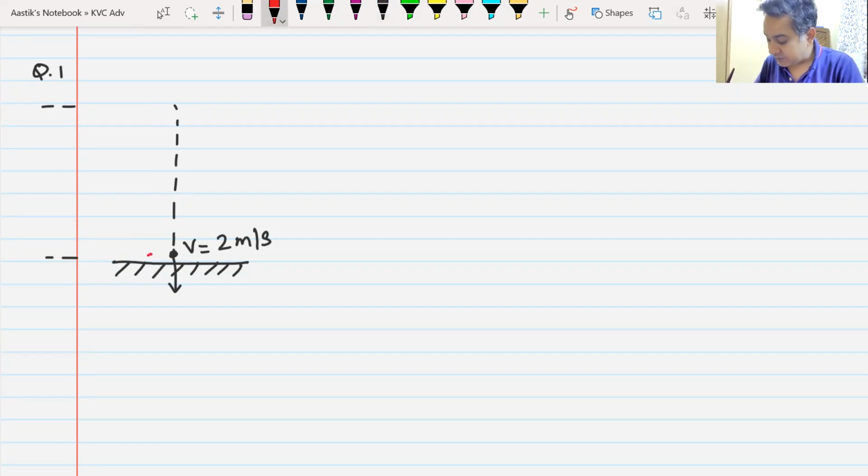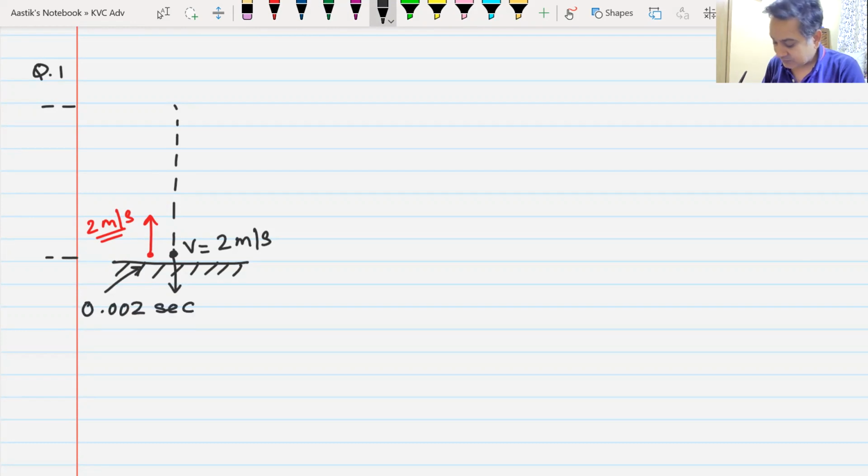After hitting the ground, it rebounds. Let us say we call it an elastic collision, with the same velocity of 2 meters per second. So this is the rebounding velocity. Now it stays in touch with the ground for 0.002 seconds, because you have to understand that the time is very small. Yes or no? Yes, sir.